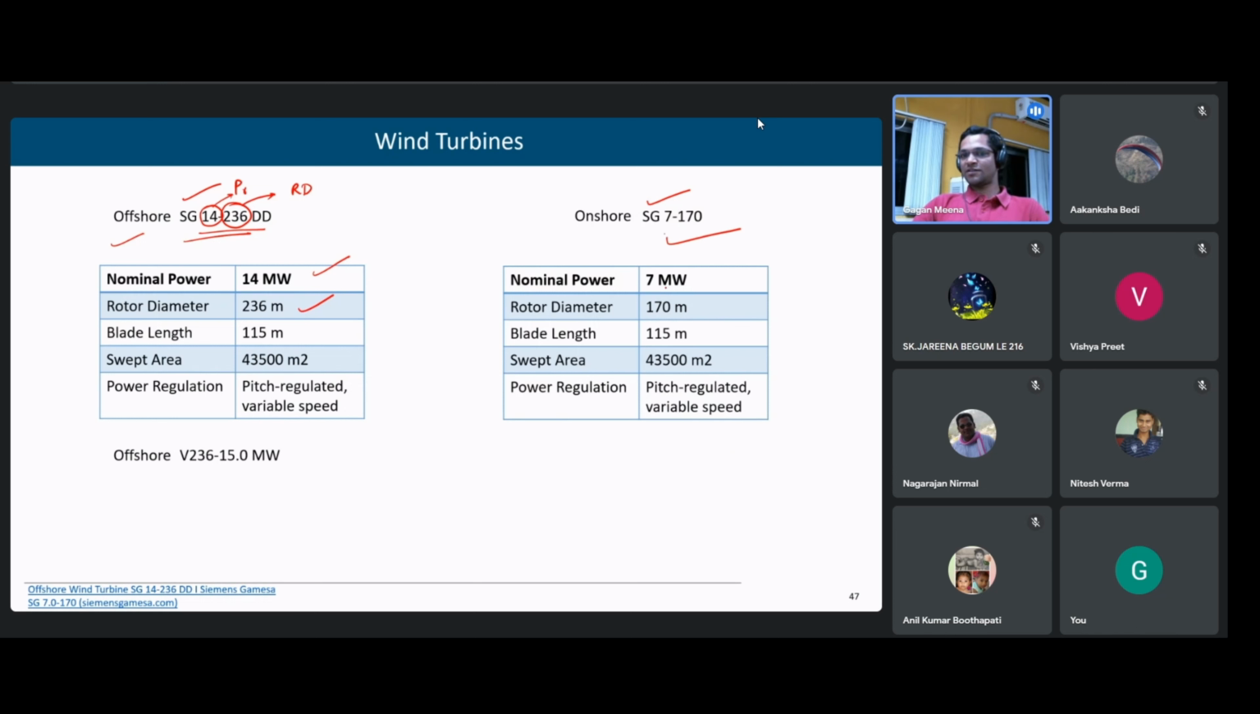Onshore, it is 7 megawatt and 170 meter. There is another manufacturer, Vestas, which is manufacturing a 15 megawatt turbine. This is the highest. A single wind turbine can produce around 15 megawatt of output, and you can see the rotor diameter is very huge, 236 meter is very large. So we have such big wind turbines right now, and this will further increase in future.